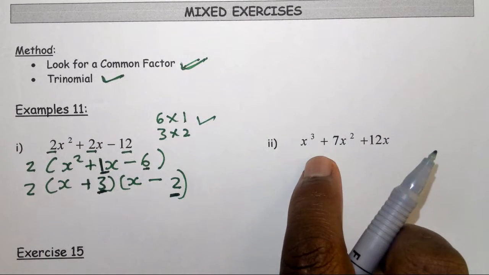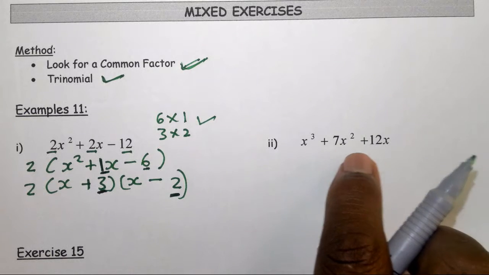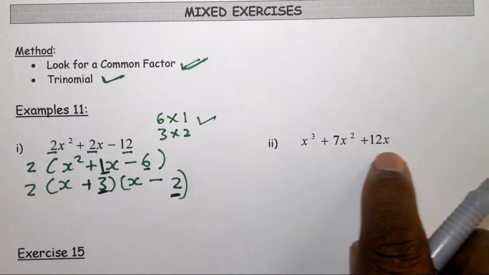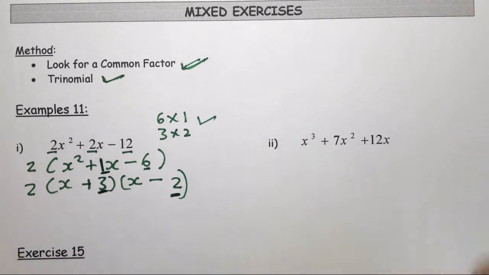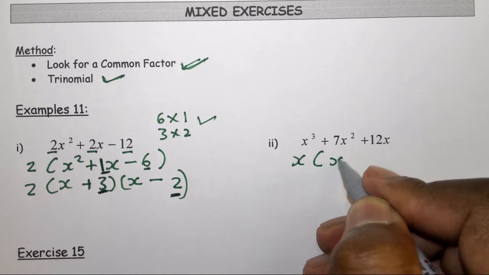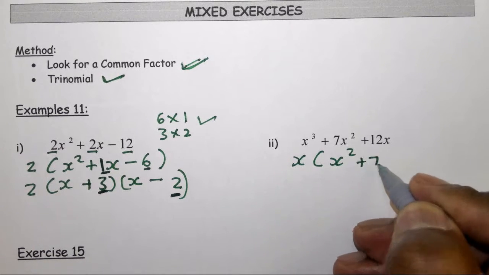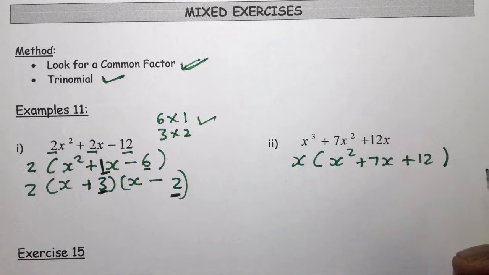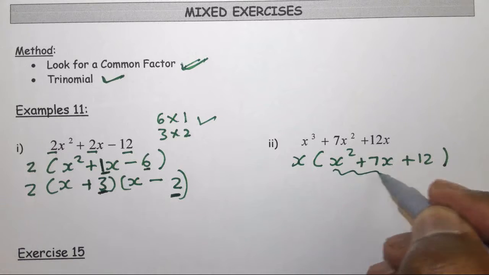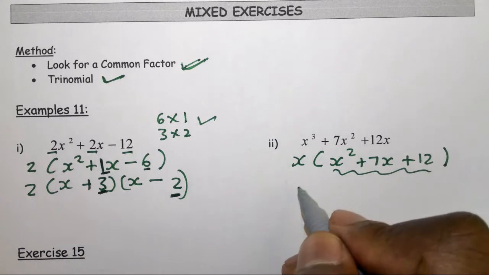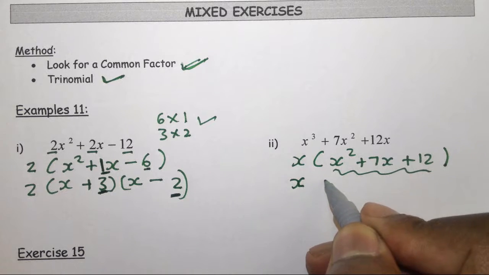I have x cubed plus 7x squared plus 12x. Then what is the common factor there? I can pull x out as the common factor. So x bracket x squared plus 7x plus 12. Okay, then can I stop? No, because I can still factorize that further by doing a trinomial. So still keep your x, very important.